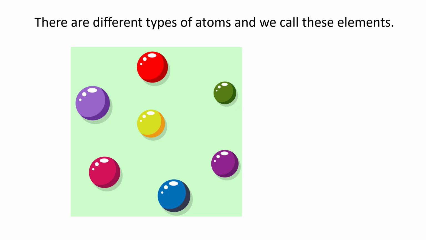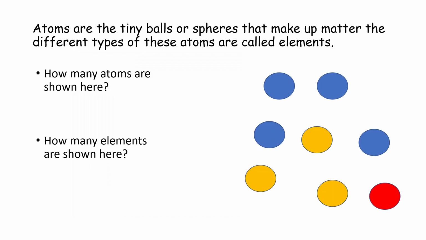There are different types of atoms, and we call these elements. You can see from this picture there's red, purple, yellow, green, and blue, different types of spheres, and we call those elements. Atoms are the tiny balls or spheres that make up matter. The different types of these atoms are called elements.